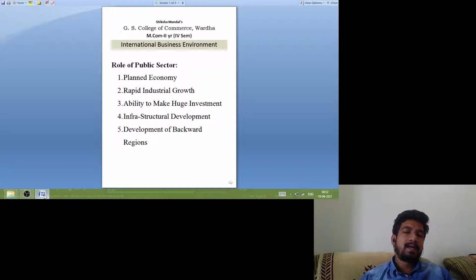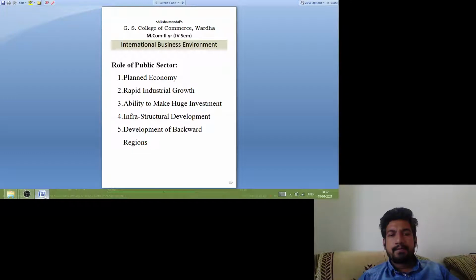The second one is rapid industrial growth, because when one institution is established, different organizations get motivated and start their expansion. They will acquire different sectors. Now we have different public sector units across different sectors. In insurance you will find LIC. In general insurance there are four companies. In petroleum you can see Hindustan Petroleum, Indian Oil, Bharat Petroleum.